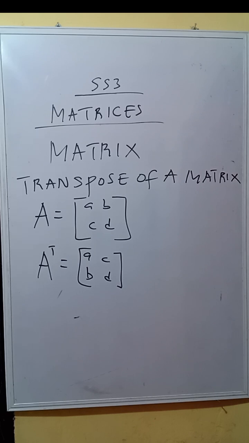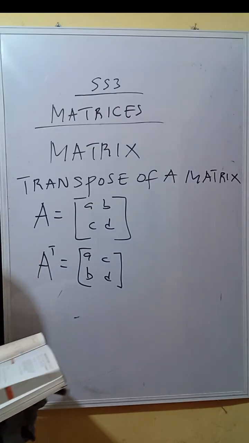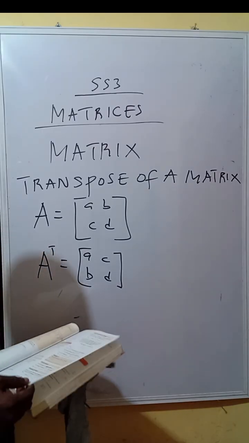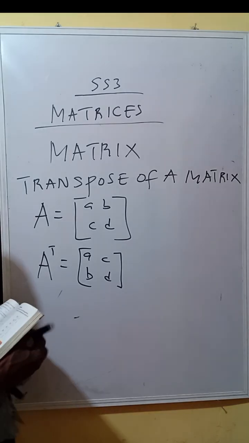It's not just a 2x2 matrix. It also holds for a 3x3 matrix. The rows become the columns, and the columns become the rows. Very, very important. Please take note of that. That's what you call a transpose of a matrix. The row becomes the column, and the column becomes the row.